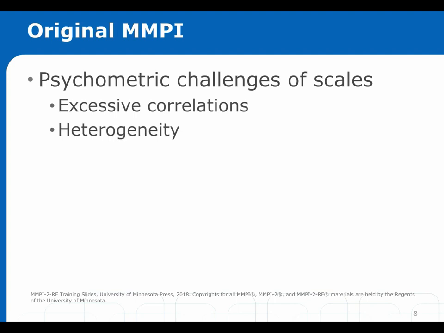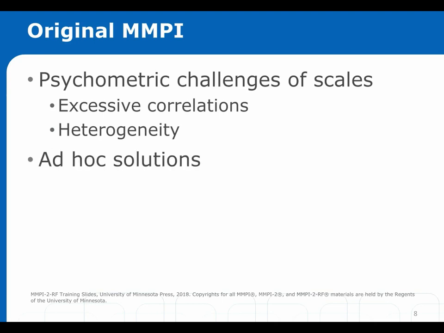Second, it was demonstrated that individuals with very different types of problems and difficulties could elevate the same scale. This was in large part due to heterogeneous item content reflected in the items scored on a particular clinical scale. This heterogeneous item content was largely the result of the empirical keying approach used by Hathaway and McKinley to develop the scales, which captured the multifaceted nature of the syndromes they were trying to assess.